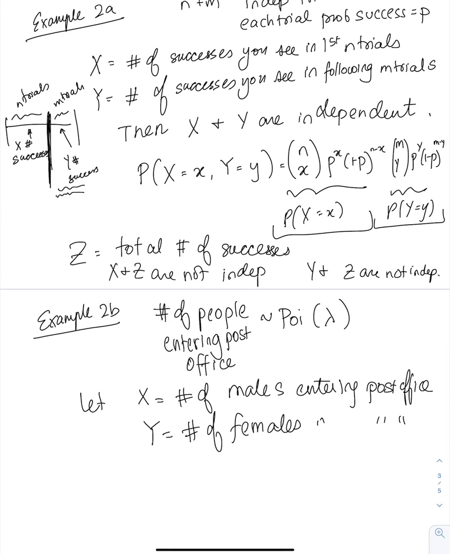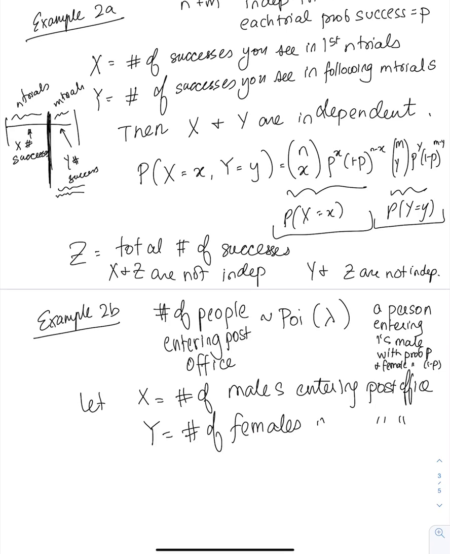Let me just throw this in. A person entering is male with probability p and female with probability 1 minus p. So just throwing that in. This is how I like to write down most of the data that you get when you read a problem.